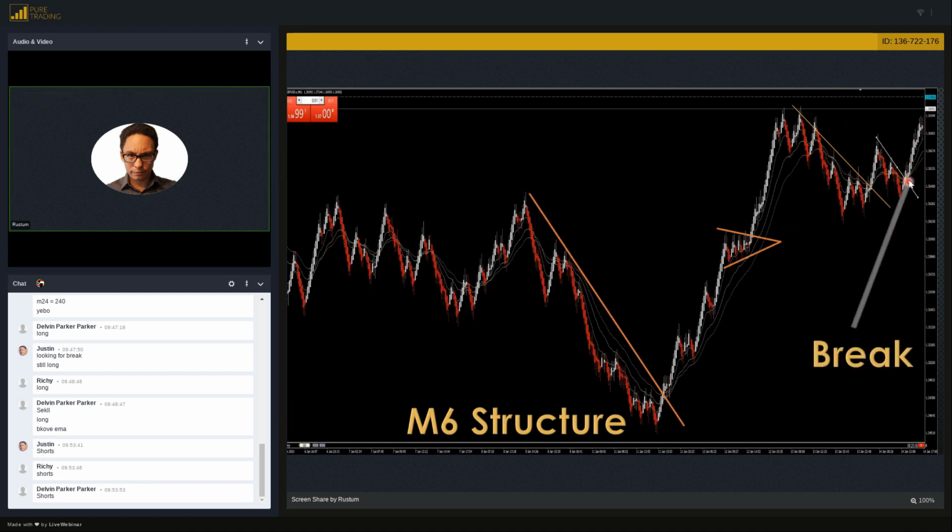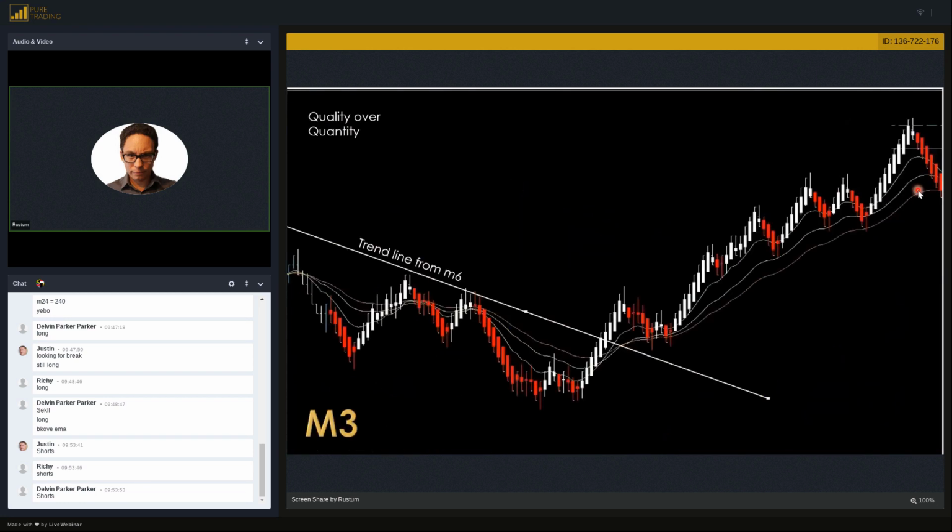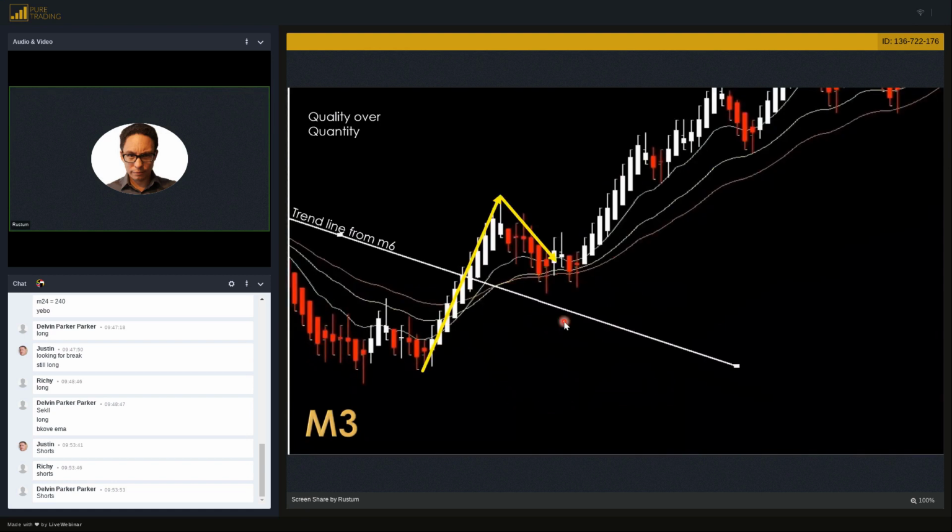So back to this one, structure broken there. This is your line coming down from your M6. And then now your M3 breaks, pulls back, and that is going to be your entries.